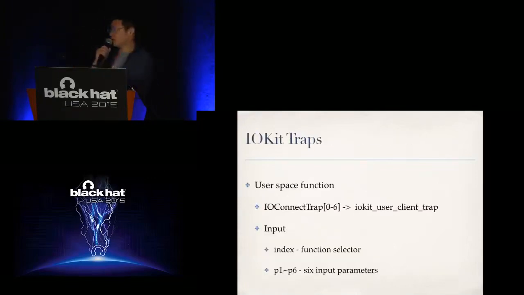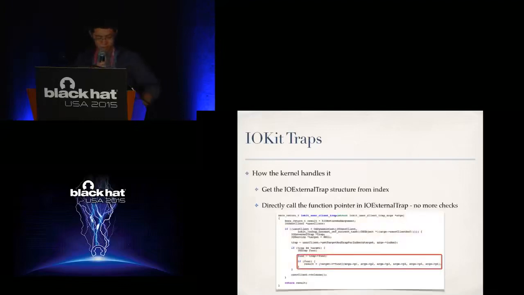Okay, so another part we talk about here is the traps. The traps can be triggered from user space by calling IOConnectTrap. There are 6 functions, and finally they all call the IOKit user client trap. The input is quite easy. There's only one index, which is like a selector of a function, and besides that, there are up to 6 parameters as input. Quite a lot.